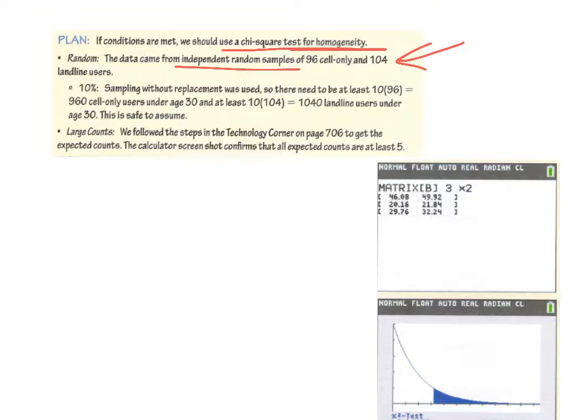Okay, so I've determined that I need to have a population of at least 960 cell phone users under the age of 30, which is a definite, and 1,040 landline users under the age of 30. And it's pretty safe to assume that there's going to be at least 1,040 people that are still using a landline. Okay, and then for large counts, remember with chi-square, we need all of our expecteds to be at least 5. You could go through and calculate those from the table.